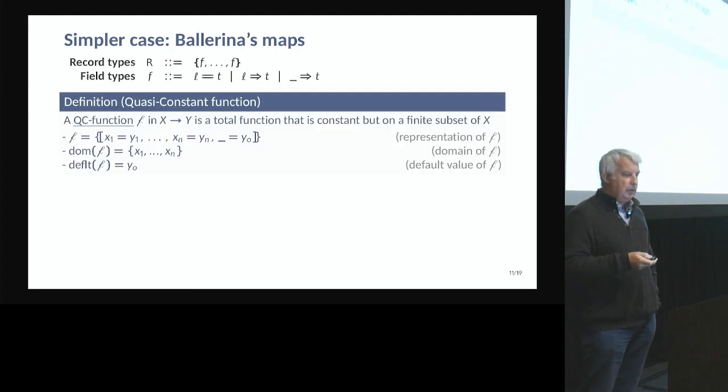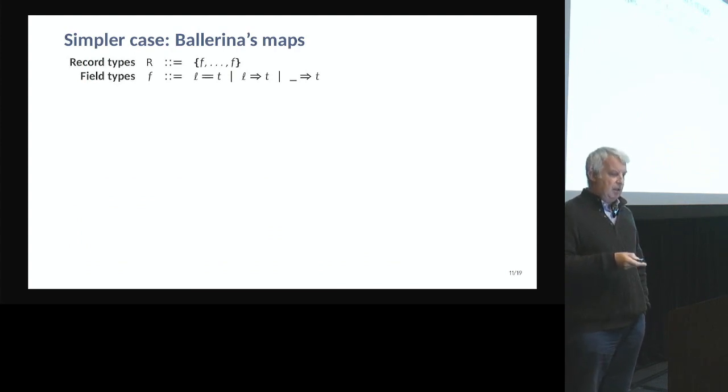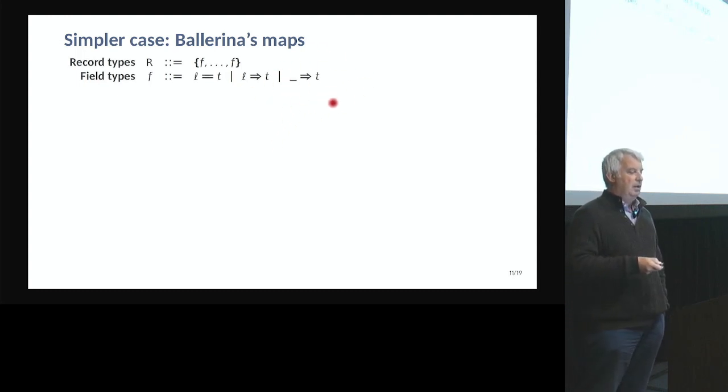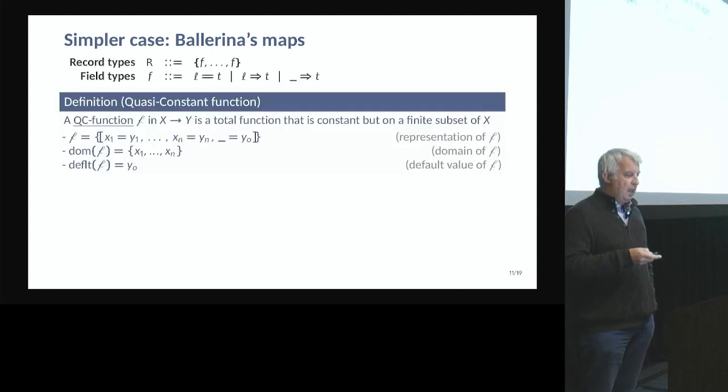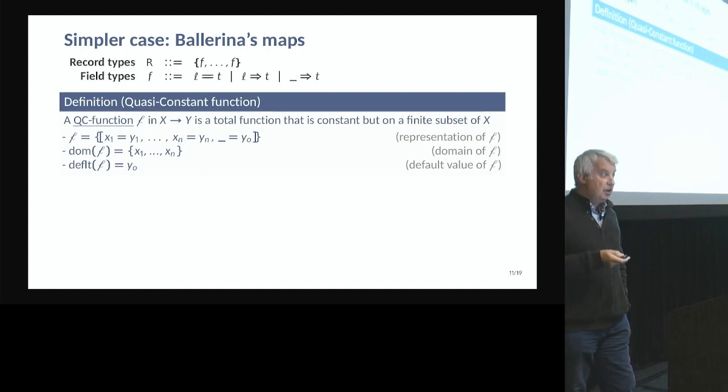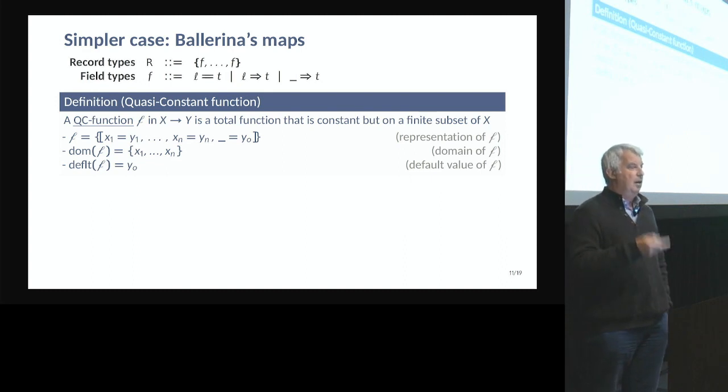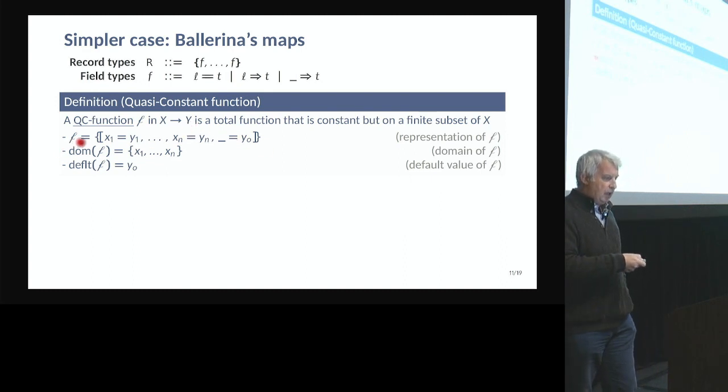In Ballerina, what we have is that for maps, you can just define a default behavior, meaning all the other keys are mapped there. And then I define a quasi-constant function, which is just a function which is constant apart from a finite set of its domain. So consider this function f. This is always constant y0 apart from x1, ..., xn. I call the domain of f this x1, ..., xn, and the default value of f the y0.